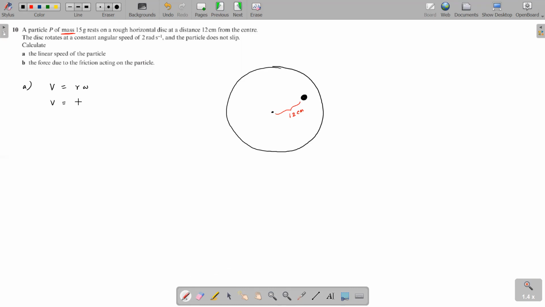So the radius is 12 centimeters, but we don't write it in centimeters, we write it in meters. So 12 centimeters is 0.12 meter, into omega. Omega is 2 radians per second. So v equals 0.12 into 2, which is 0.24 meters per second.